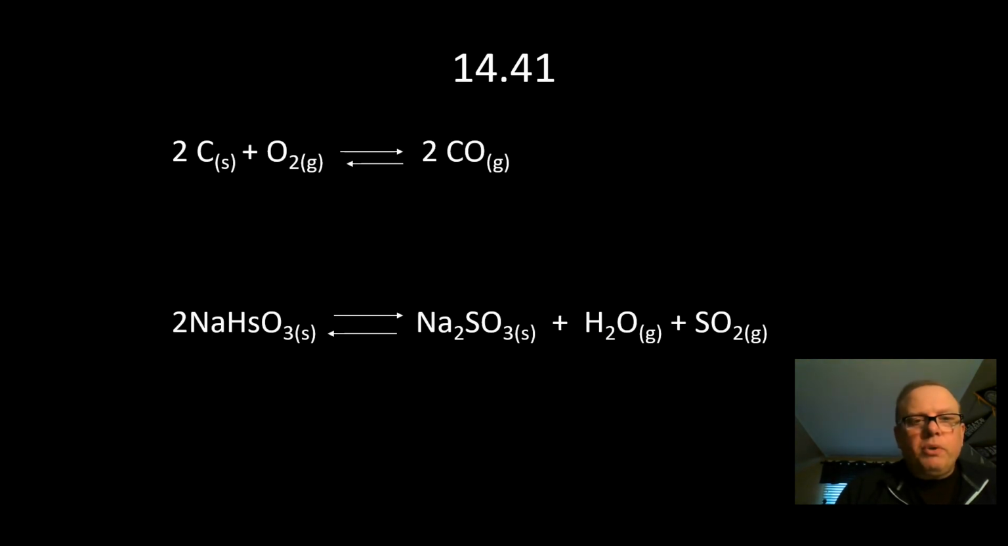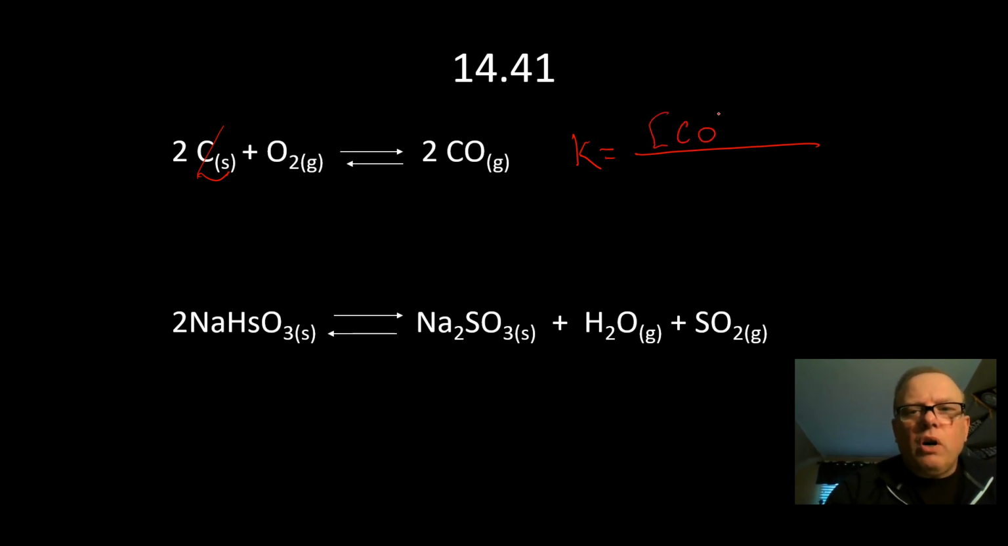Here's some examples from the homework. And here, this had a solid in it, so we're not going to count that. So K for this, and this is from Thursday's homework, K would be equal to the concentration of the carbon monoxide, the product, squared, over the concentration of the O2. And the pure carbon is eliminated because it is a solid.